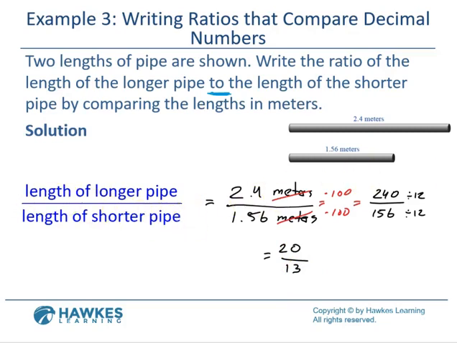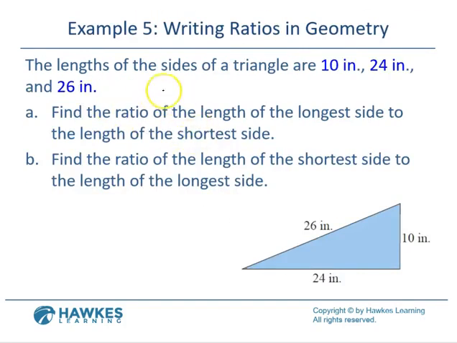So let's move along here and continue on with our examples. The lengths of the sides of the triangle are 10 inches, 24 inches, and 26 inches. Here they are. We've got sides A, B, and C. Find the ratio of the length of the longest side to the length of the shortest side, which would be the 10. And then we could also find the length of the shortest side to the length of the longest side.